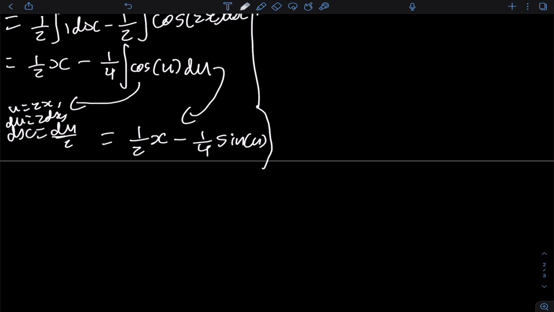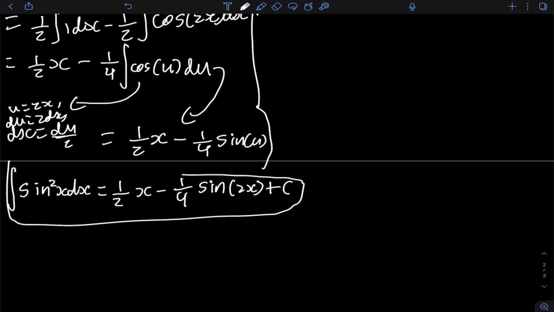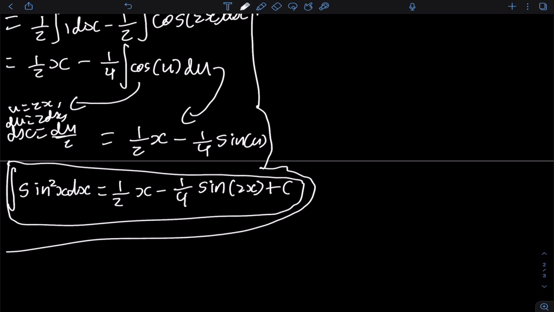We have the integral of sine squared x dx. That's going to be equal to simply just 1/2 of x minus 1/4 of sine of 2x plus c. So this is our answer for the first problem. Now, the second problem we'll approach with a similar method.